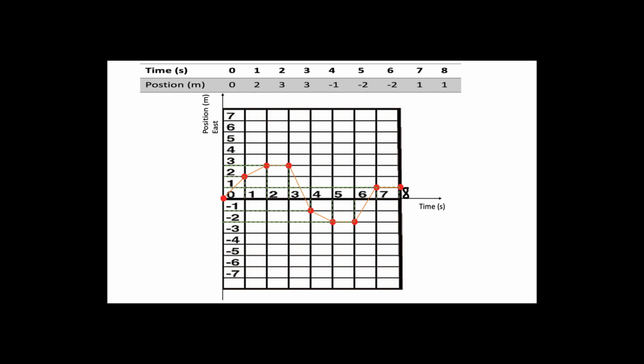Now, if we wanted to interpret the motion on this graph, from 0 seconds to 1 second for this part, we're representing position versus time. So the slope, which is rise over run, will be 2 over 1, which is 2 meters per second.